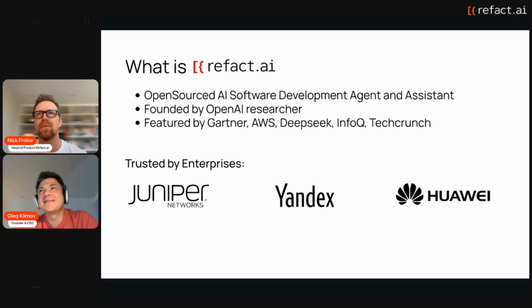Maybe just me. Anyway, we've been proud and lucky to be featured in Gartner Magic Quadrant. We partnered with AWS, featured in the re:Invent events. So we've been featured by DeepSeek, InfoQ, TechCrunch, and other outlets. And here are a few selected logos of the enterprises we work with.